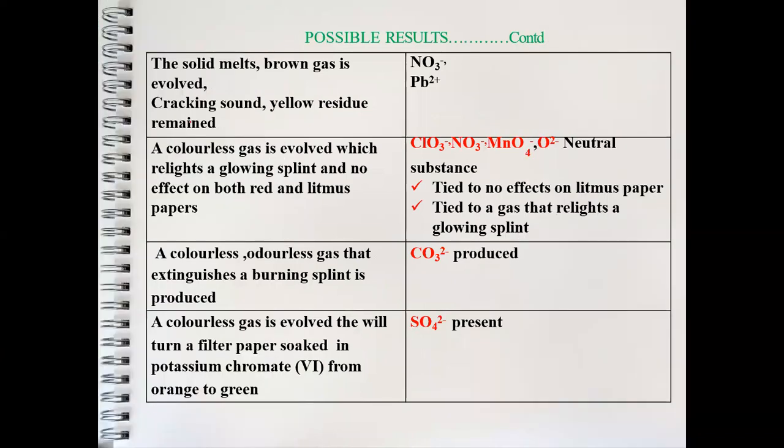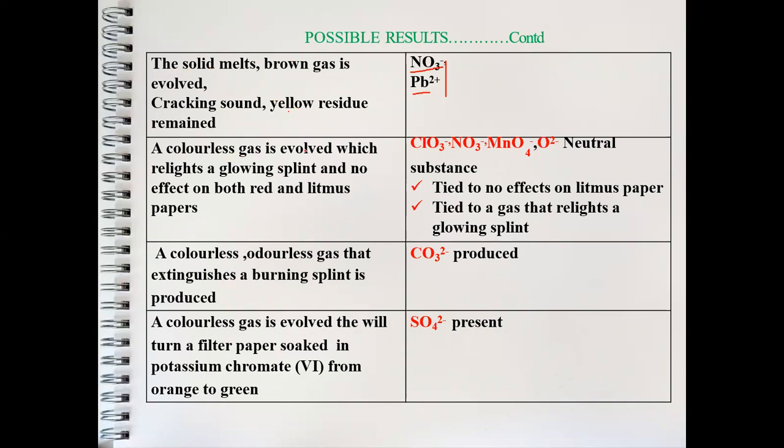Then also this one: the solid melts, brown gas is evolved, a cracking sound is heard and a yellow residue remains. This means it can be either nitrate ion or lead ion, because lead oxide, for example, is yellow when hot. So the solid melts and the gas is evolved, and maybe these two are present.